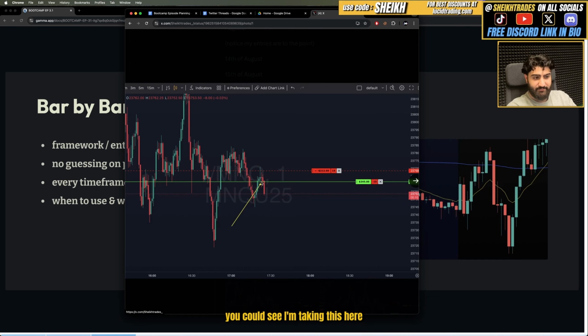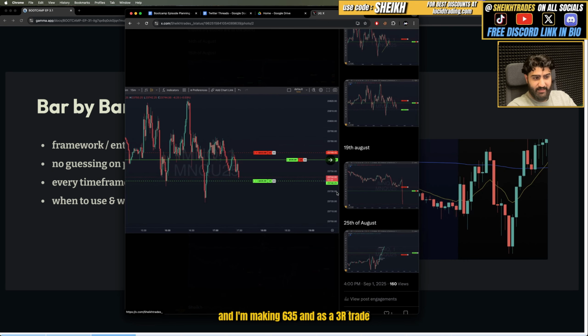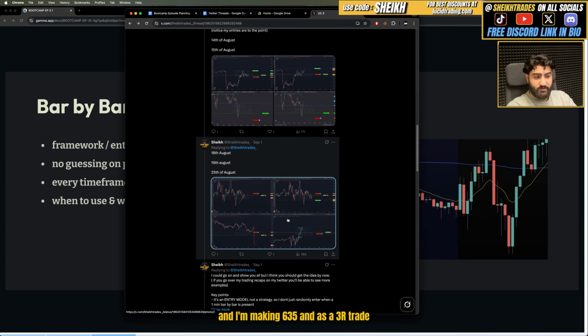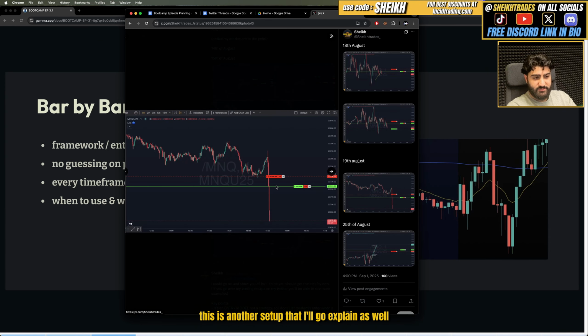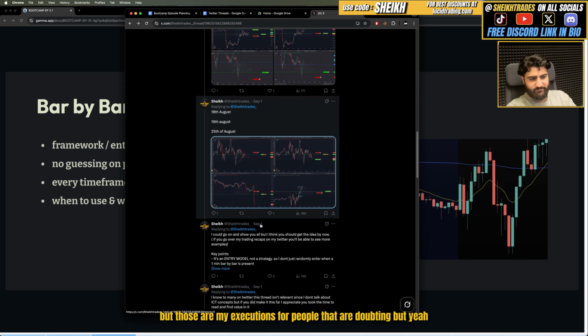You could see I'm taking this here. I didn't take it on these candles, I'm taking it here. I'm risking the highs for 212, and I'm already up 1R, and I think this trade worked out perfectly, as you guys could see. And I'm making 635, and it's a 3R trade. So that framework that I'm using, this is another setup that I'll go explain as well, but those are my executions for people that are doubting.